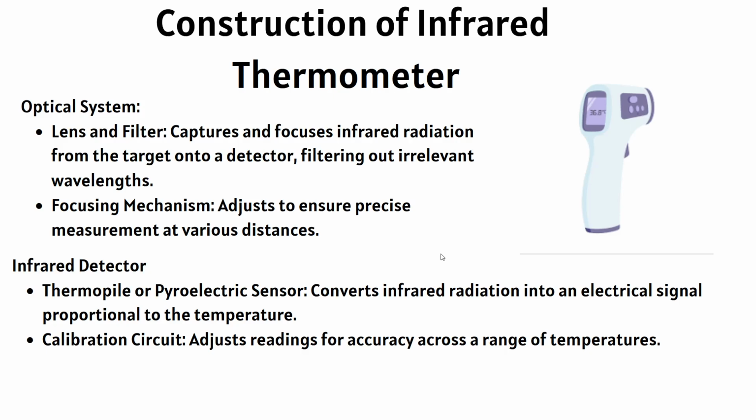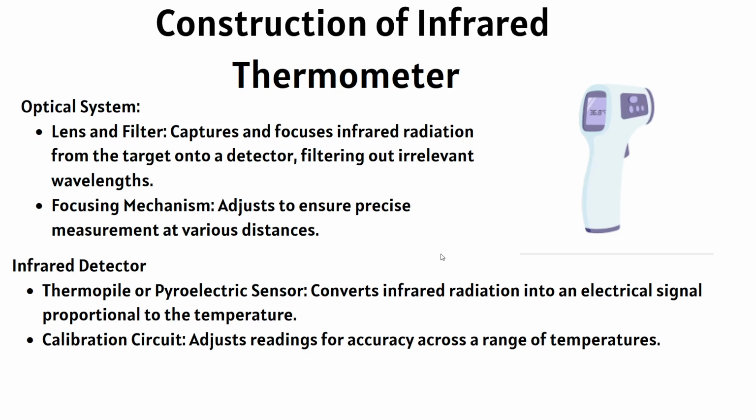The signal processor amplifies and processes the electric signal from the detector and converts the raw signal into temperature readings. The battery supplies power to the device for the application, and the laser pointer helps to aim the thermometer accurately at the object.